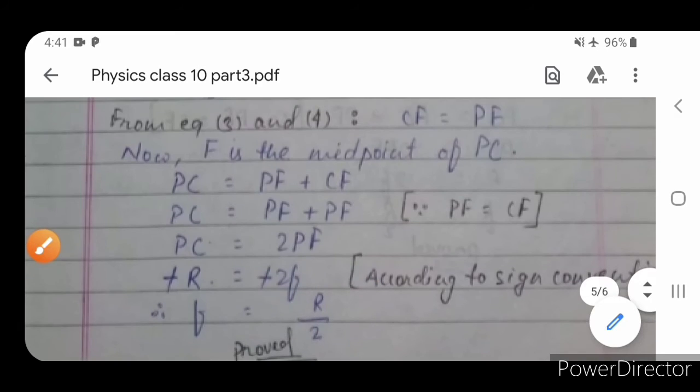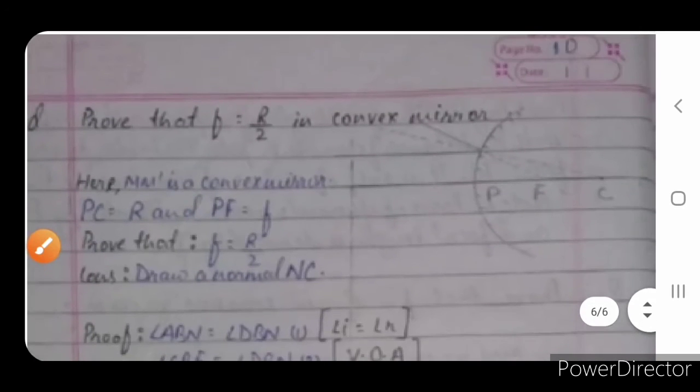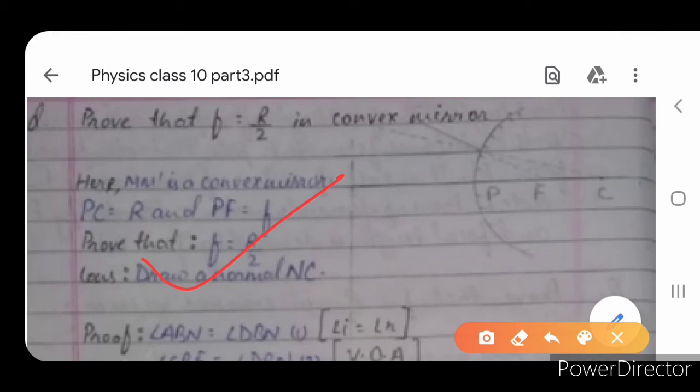Here one thing: PC will be taken as minus R because the radius of curvature of a concave mirror is negative, and PF will also be taken as minus F because the focal length of a concave mirror is also negative. So minus minus will cancel. Then R is equal to 2F, or F is equal to R by 2. Now this is homework for you. Use the same concept to solve this problem.